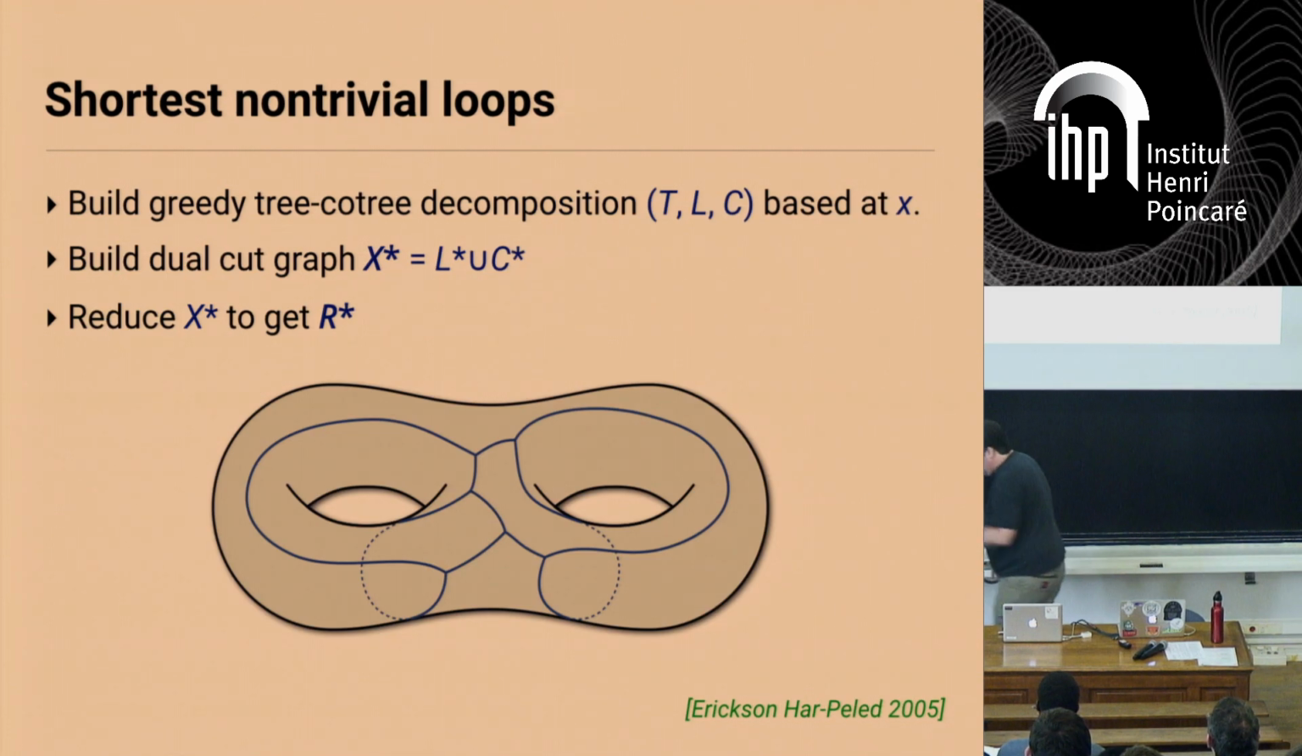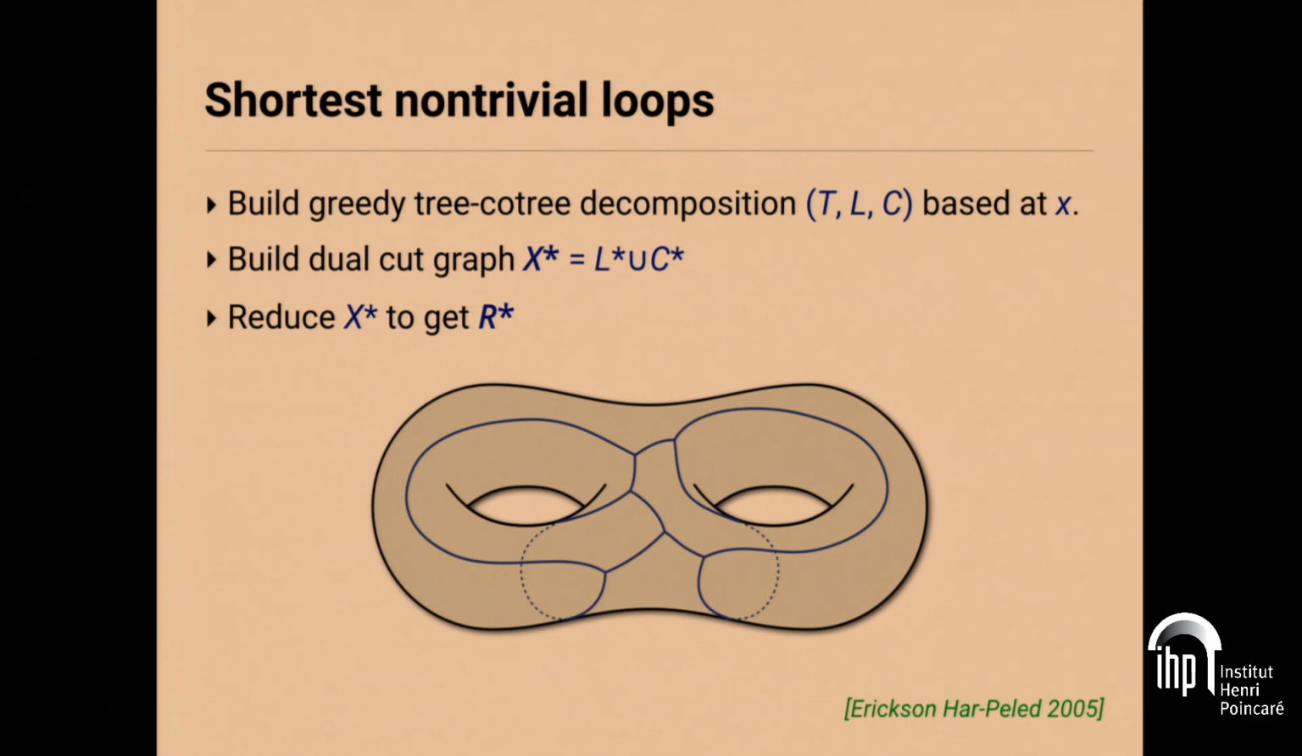So, in 2005, Sarah Herr-Pellet and I found the following algorithm to construct the shortest non-trivial loop through a given point. So pick a base point x. I want to find the shortest non-something or other loop through that point x. In both types of something or other, we have the same basic algorithm.